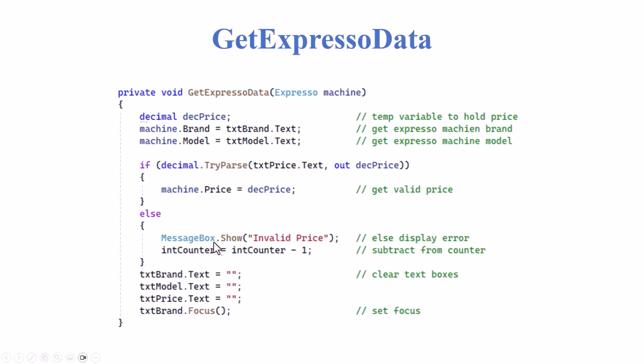Otherwise, we show an invalid message price, and we say int counter is equal to int counter - 1. In other words, if we were unsuccessful here, we're going to subtract that counter and go back, and the get button will have to be done again to actually create it. So in other words, we'll create no object if we end up with an invalid price. We then clear the text boxes and set our focus on the text brand so that we can start all over again and start entering data.